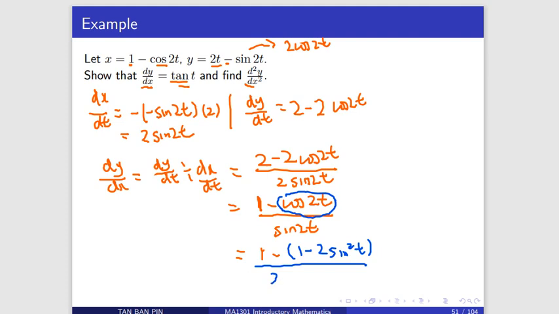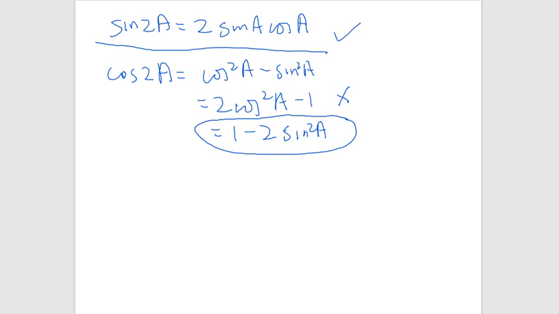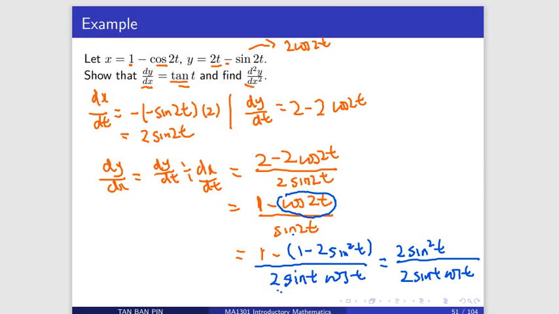Then sine 2t, you change it to 2 sine t cosine t. And you'll find that 1 and 1 cancel, so it gives you 2 sine squared t over 2 sine t cosine t. Sine 2t is 2 sine t cosine t, which I just mentioned here. So sine 2t is replaced by 2 sine t cosine t.